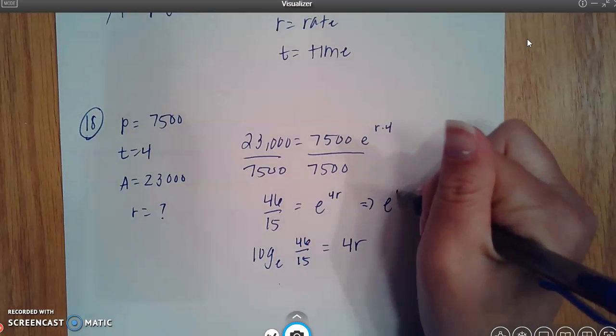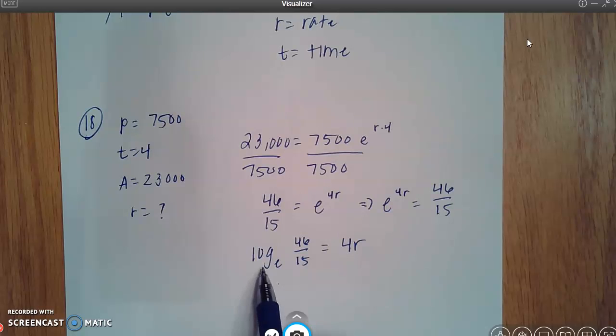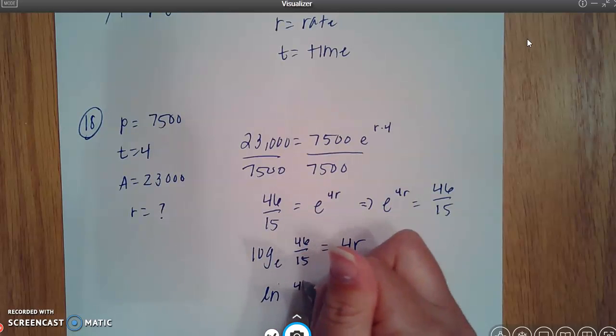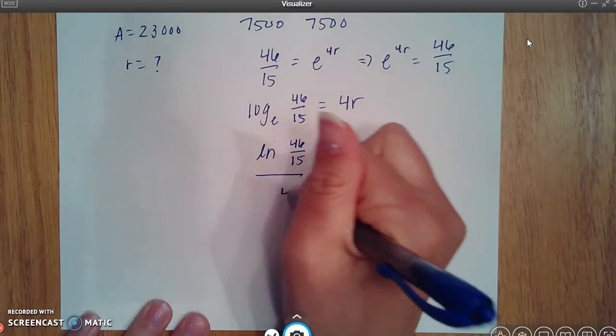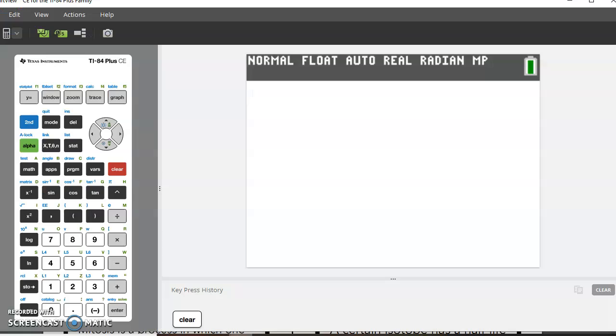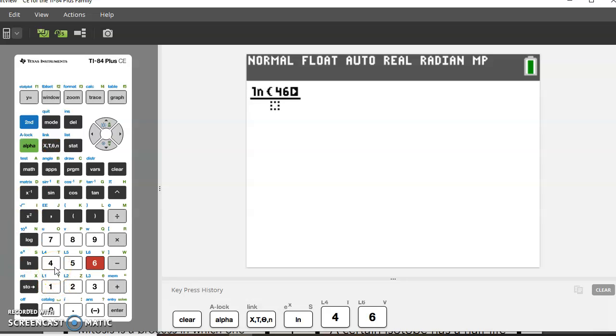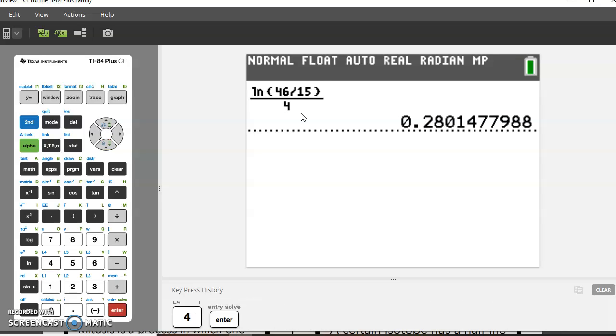If you wanted to, you could rewrite it in this direction so that my exponent is on the left side. We know that log E is the same thing as natural log. And then last but not least, to get my rate by itself, I'm going to divide everything by 4. So I'm going to get a rate of, and let's plug this into our calculator. I'll do it on this screen so you can follow along with me. I'll do alpha x to get a fraction. I'll do natural log of 46 divided by 15. Make sure you close that parenthesis. Arrow down, and then I'm dividing this whole thing by 4. And I'm going to get a rate of about 0.28.